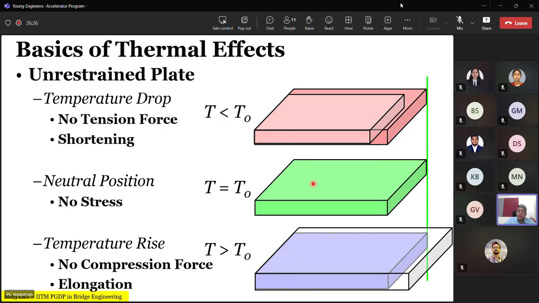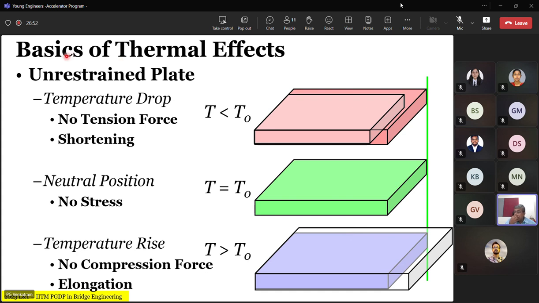If you have a drop in temperature, the plate shortens in both directions. No tensile forces are created. Why? Because it's an unrestrained plate. And similarly, when the temperature rises, the plate expands in both directions, but no compressive force develops in the plate. This is because of the unrestrained plate.